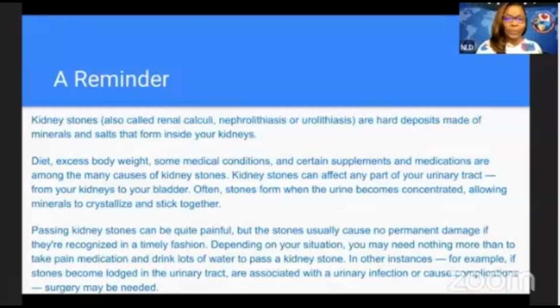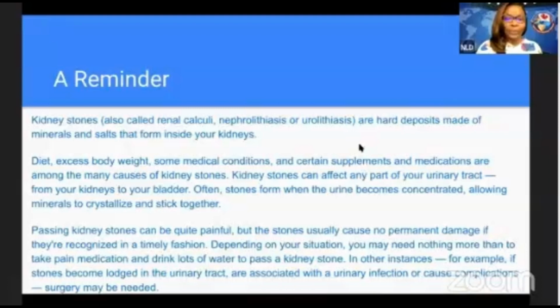Depending on your situation, you may need nothing more than to take pain medication and drink lots of water to pass a kidney stone. In other instances, for example, if stones become large in the urinary tract or are associated with a urinary infection or cause complications, surgery may be needed. Don't get scared if you have to have it done.